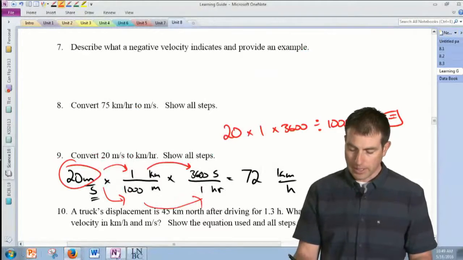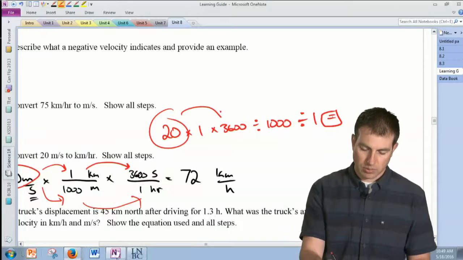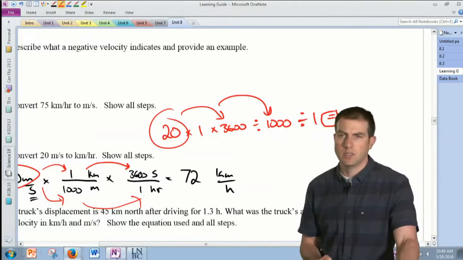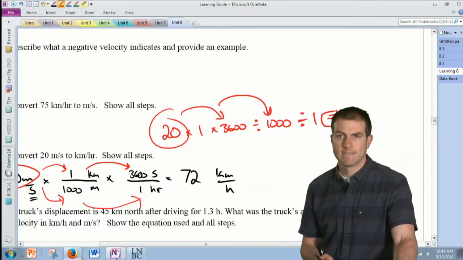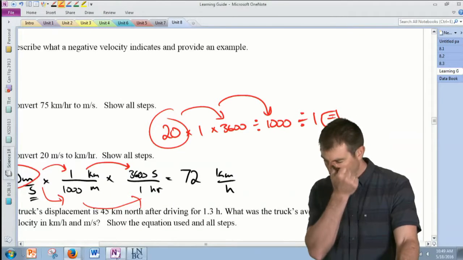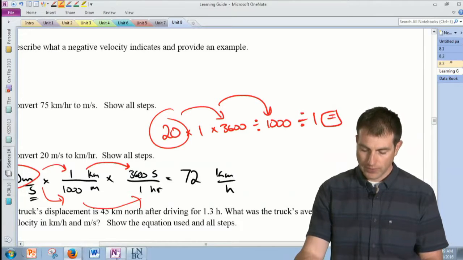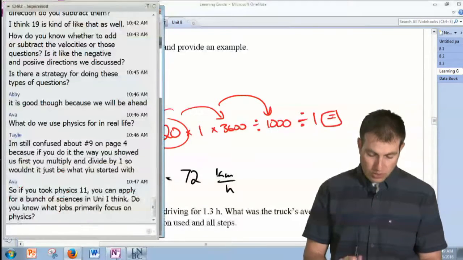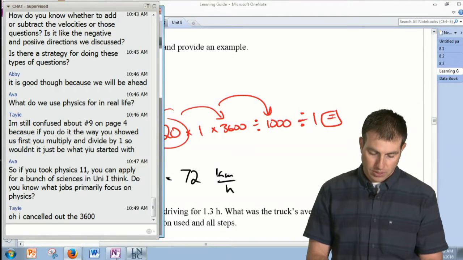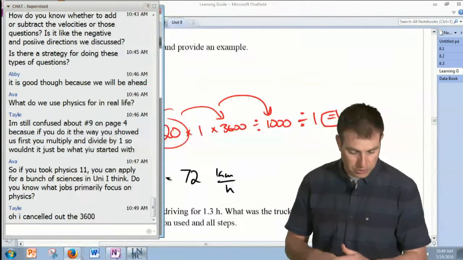So you definitely shouldn't end up with what you started with. You're going 20 times 3600 divided by 1,000, or 20 times 3.6. So that is what's going on there. Hopefully that clarifies that a bit. If you took physics 11, you can apply for a bunch of sciences in university, I think. Oh, you canceled out 3600. Well, that's not a good idea, Taylor. At least you found your mistake.